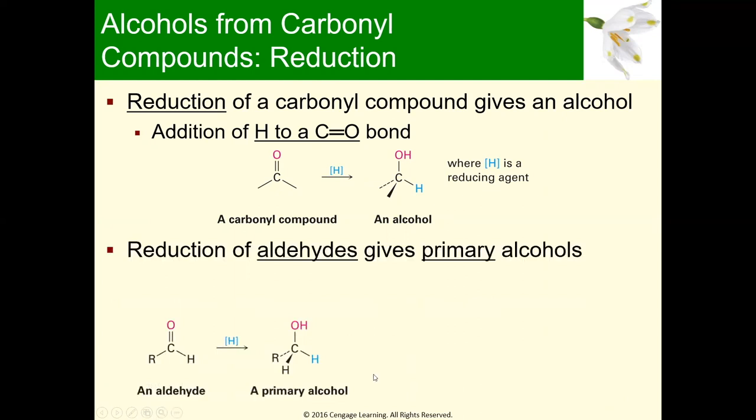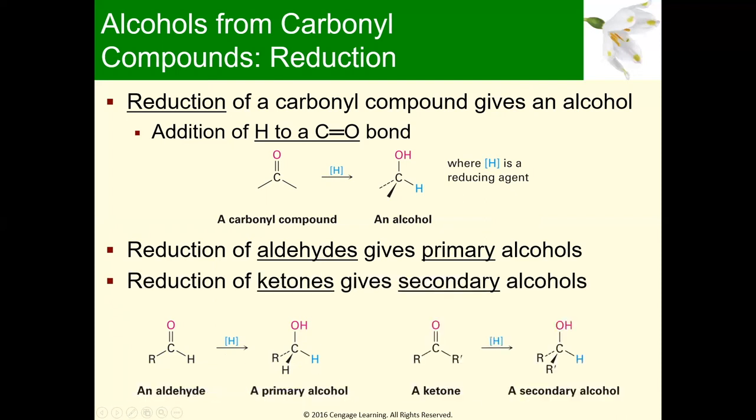Just like there were primary, secondary, and tertiary alcohols, we get certain types of alcohols based on what type of carbonyl compound we are reducing. So if we reduce an aldehyde, it gives a primary alcohol. An aldehyde we recognize because it's got the carbonyl with an R group on one side and a hydrogen on the other side. The hydrogen just adds to that carbon to give us a primary alcohol. This OH group is on a carbon that's connected to one other carbon.